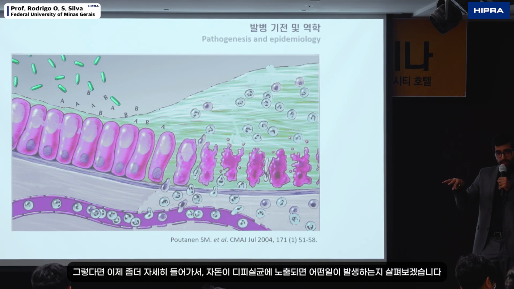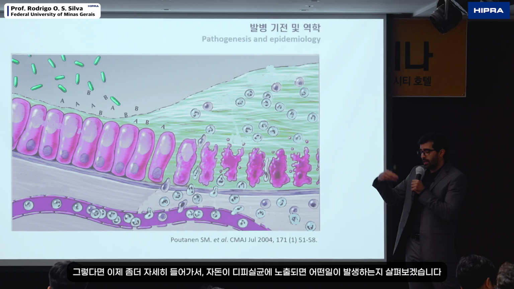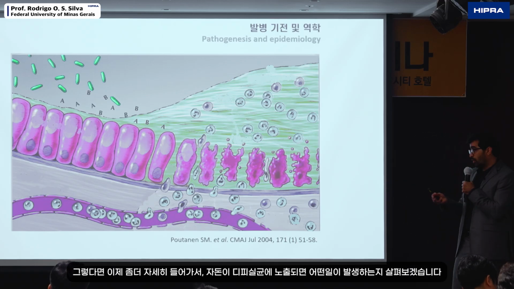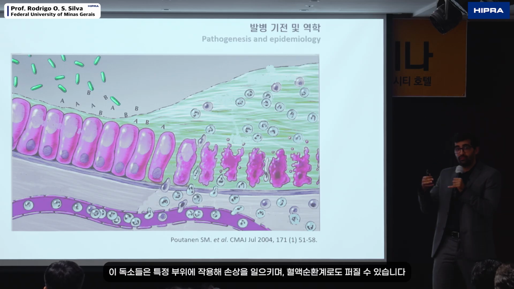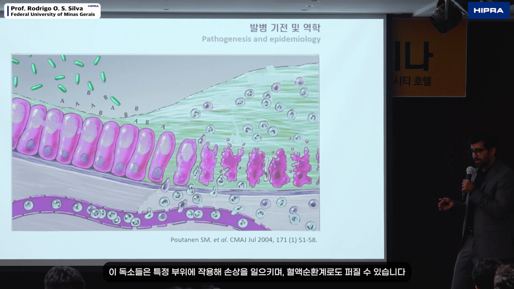So let's zoom in and understand how the disease affects piglets. What happens after a piglet gets in contact with Clostridium difficile spores. So the bacteria will reach the intestine of this animal and will produce A and B toxins, which are the main virulence factors of Clostridium difficile.